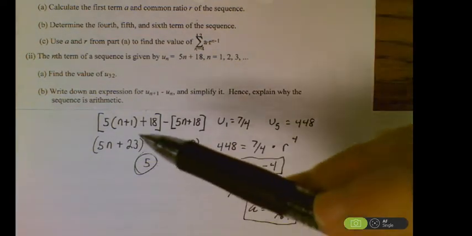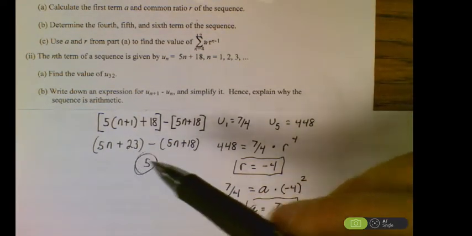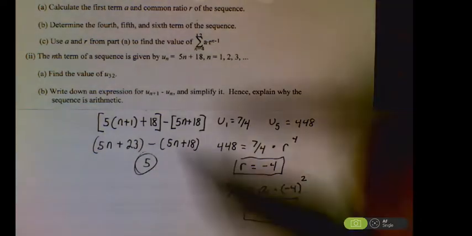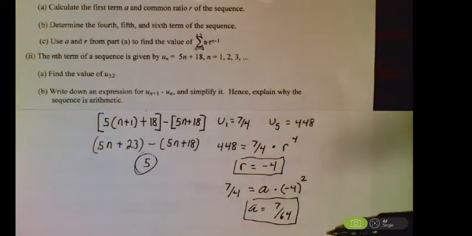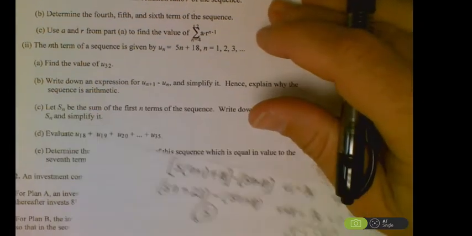So we know it is arithmetic because the difference between any two terms is 5. We showed that with the general expression, that's what we are always going to come out with for that difference. So moving on to part C.